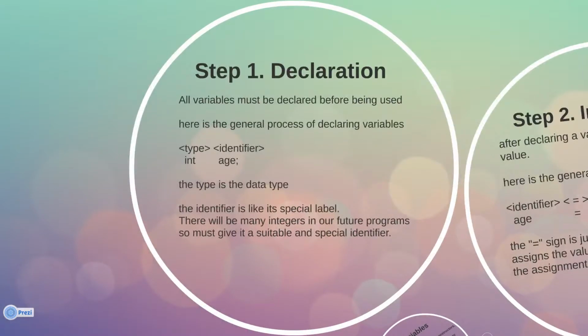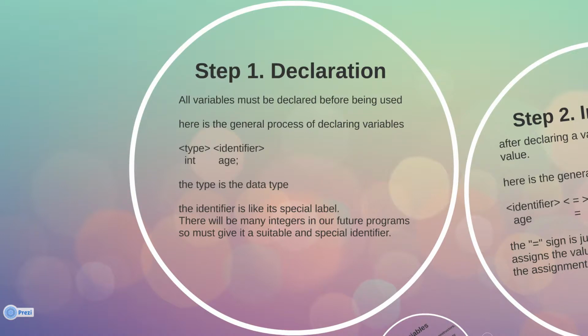Basically there are different steps in creating a variable, manipulating it, changing it and putting it to use. All variables must be declared before being used. Like I said before, they must be declared before they get used. So here is the general process of declaring variables.